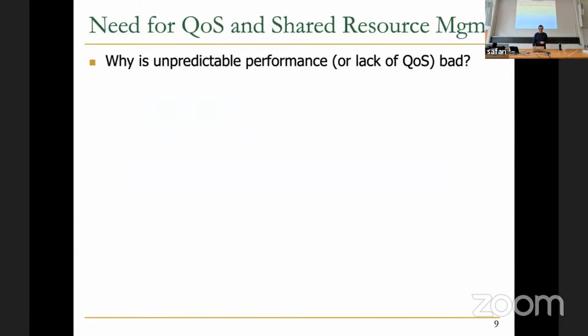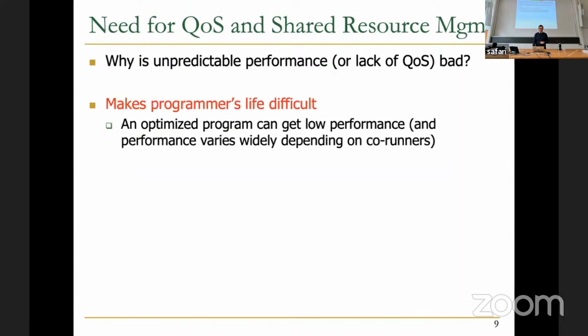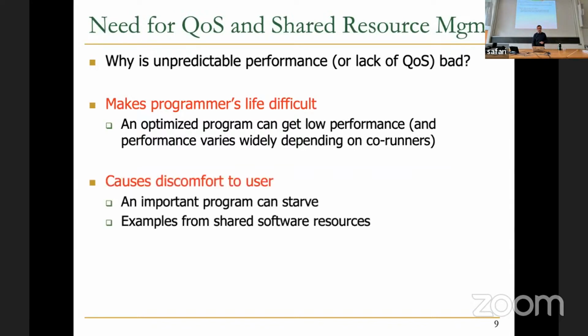Okay, I think I've kind of motivated this, but as I said, unpredictable performance or lack of quality of service is bad because it makes programmers' life difficult. A programmer may optimize their program, and then eventually they get bad performance because they don't get access to resources like caches, for example. And the performance varies very much depending on co-runners. It also can cause discomfort to the user, right? In the end, some of the programs are actually very much dependent on the service quality that the user gets.